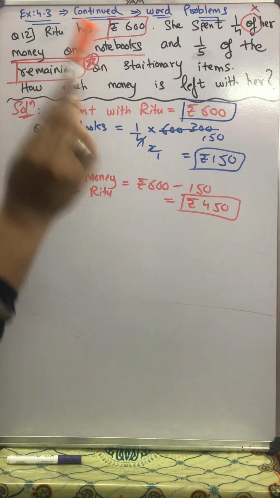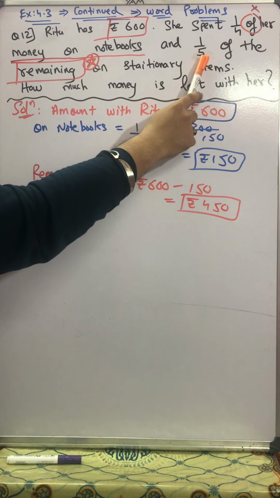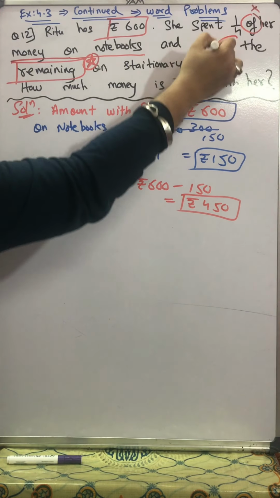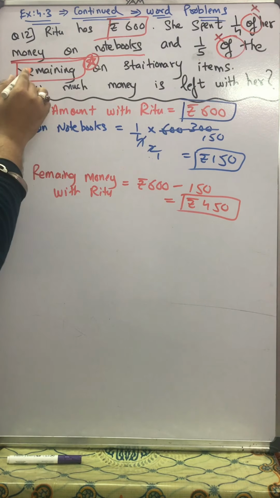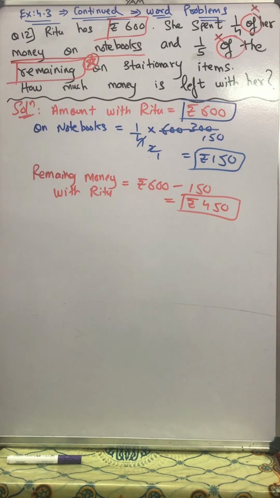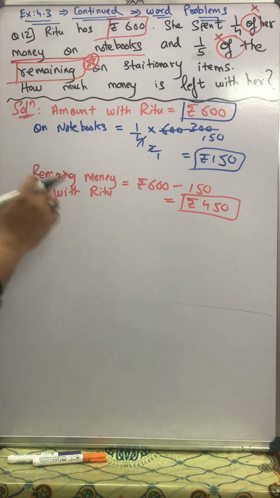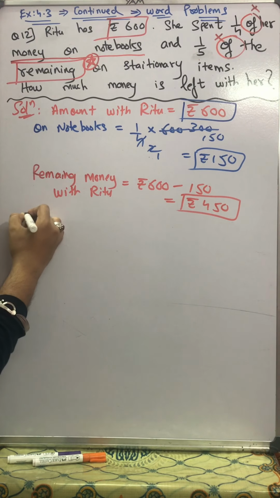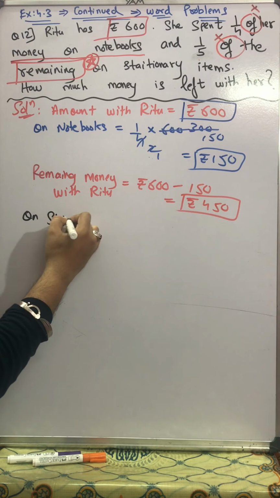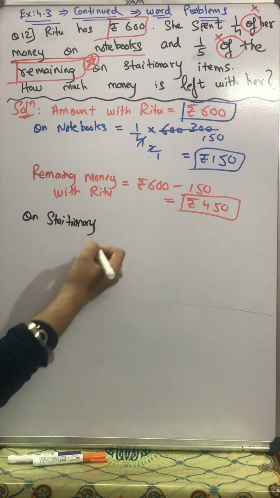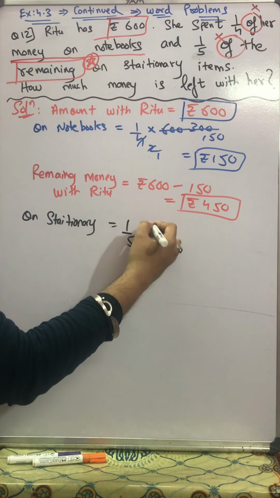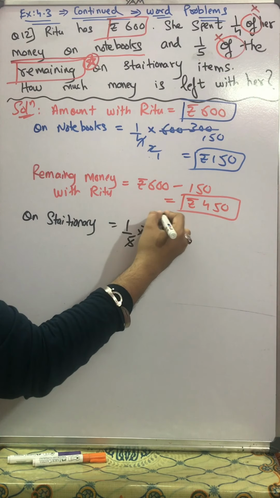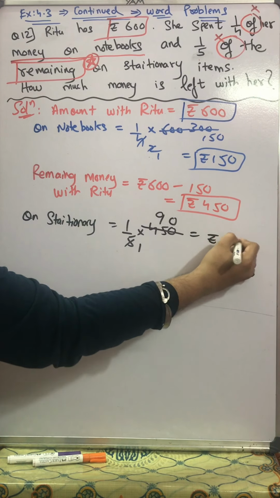Now let's read once again. All of you pay attention. And 1/5 of the remaining money, again this is multiplication. We found out the remaining money is 450, on stationery items. So now she is spending 1/5 of the remaining on stationery. So expense on stationery is 1/5 of the remaining. Remaining is 450. 5 ones are 5, 5 9s are 45, 5 zeros are 0. It is equal to rupees 90.